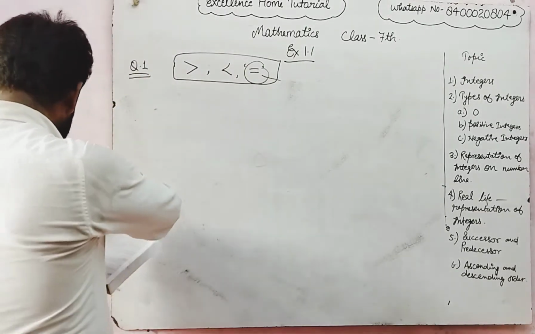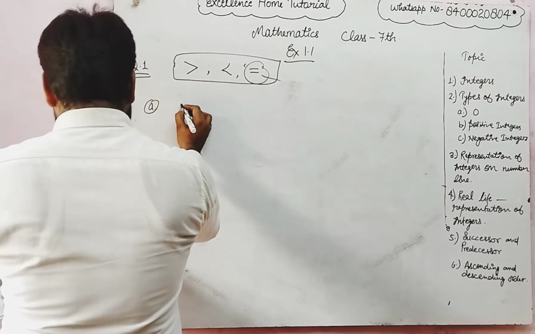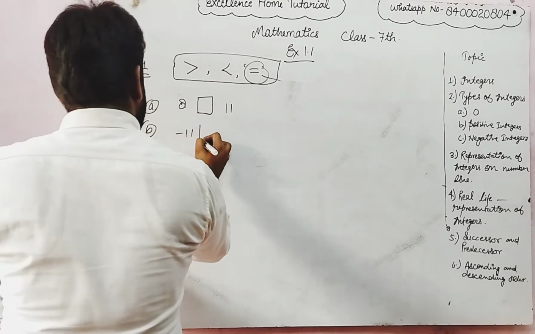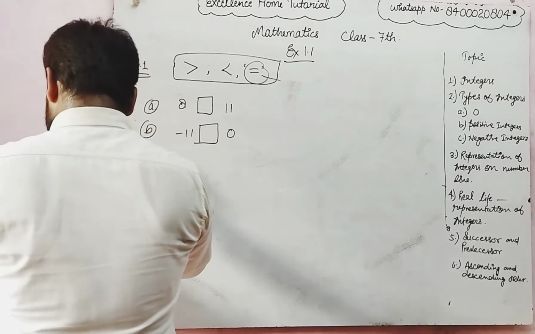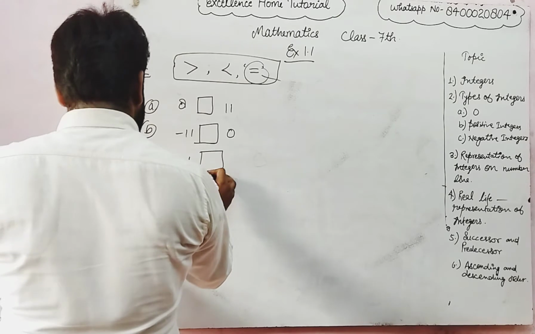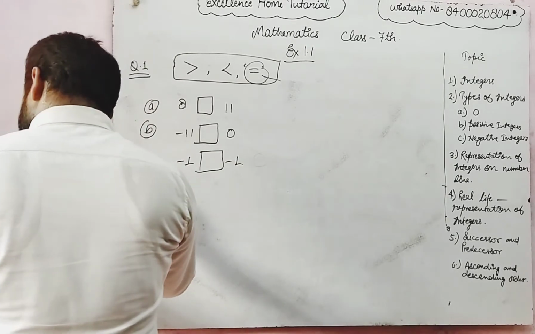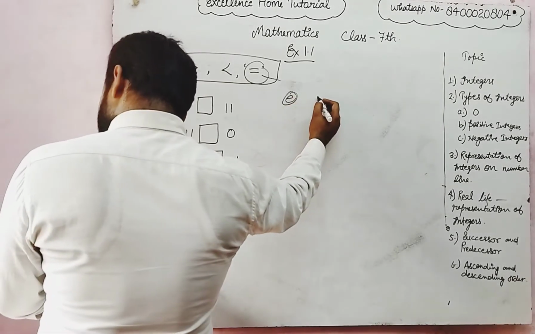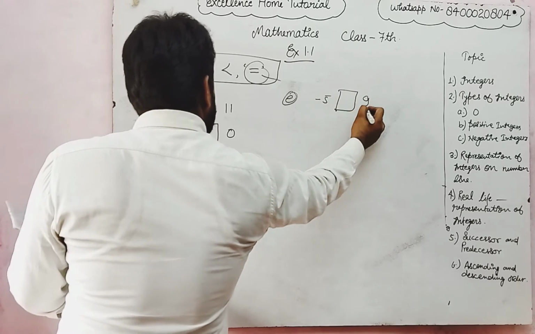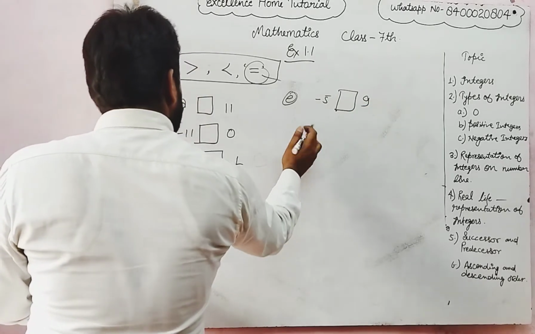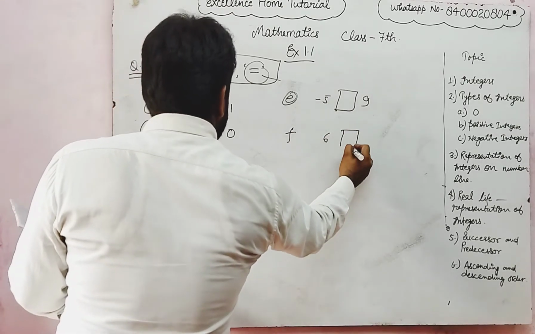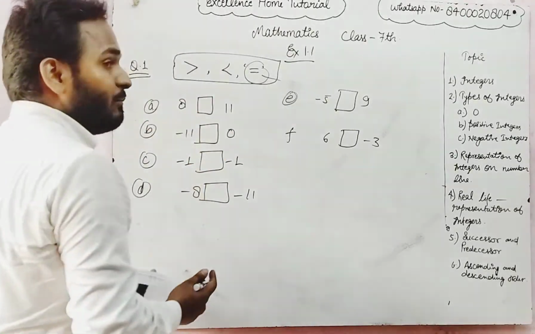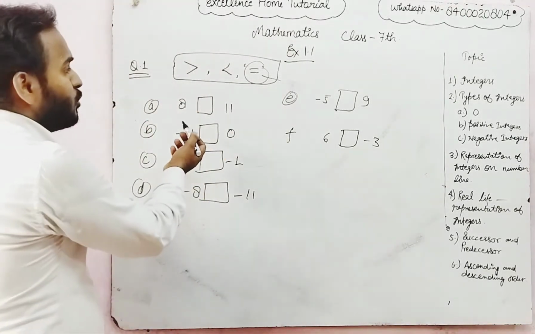Question is that A, which is 8 box 11, B, -11 box 0, C, -1 box -1, D, -8 box -11, E, -5 box 9, F, 6 box -3. So in this question, this is 8 and 11, both are positive numbers, positive integers.